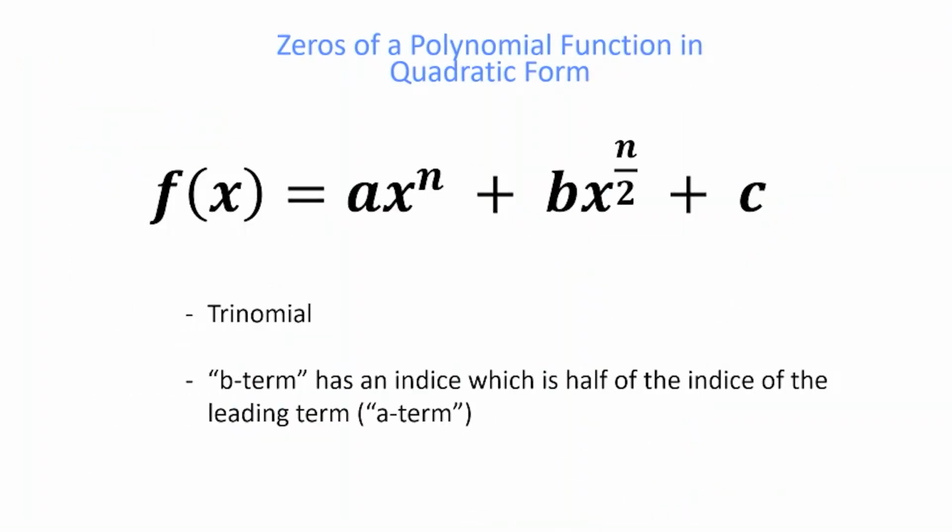Zeros of a polynomial function in quadratic form. This is when we have a trinomial where the b term has an index which is half of the index of the leading term, otherwise known as the a term. So for example, if we have ax to the power 6, we would have bx to the power 3. If we had ax to the power 10, we would have bx to the power 5, and so on.